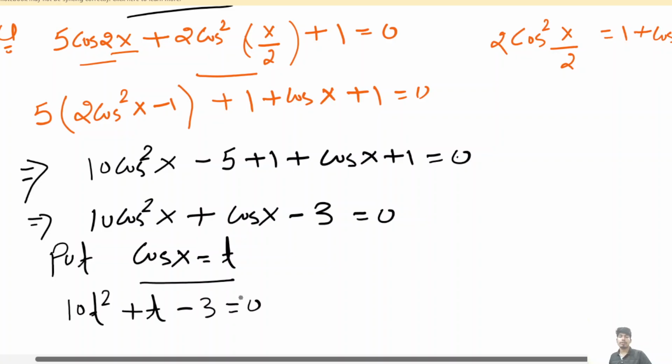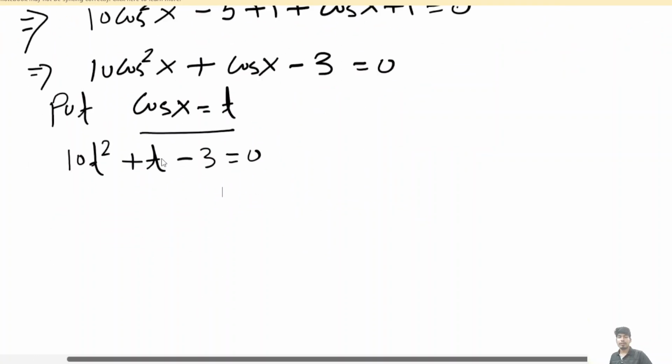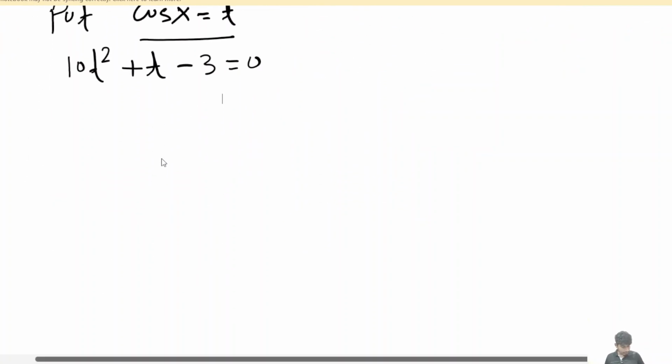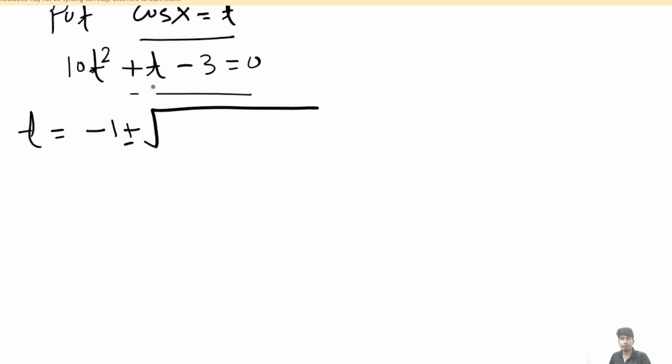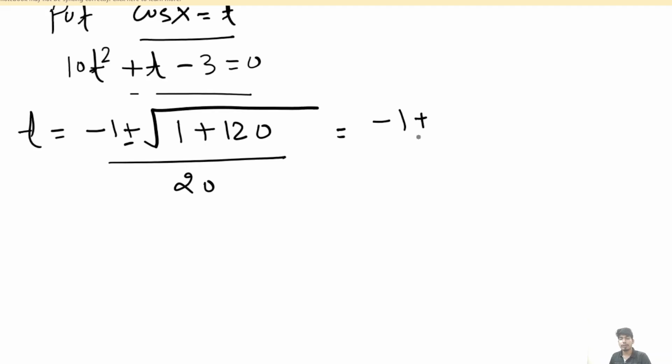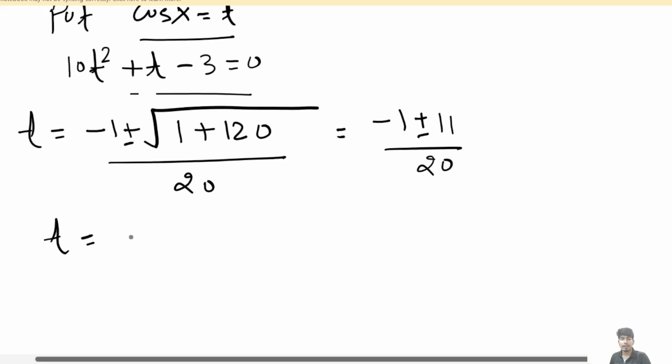Okay, students. Then what we get here? Let's see how we find the value of t. t is minus b plus minus under the root of b square minus 4ac upon 2a. 2a means 10 into 2, this is 20. Then this becomes minus 1 plus minus 11 upon 20. If we take plus, then we get 1 upon 2. And if we take minus, then this becomes minus 3 upon 5.